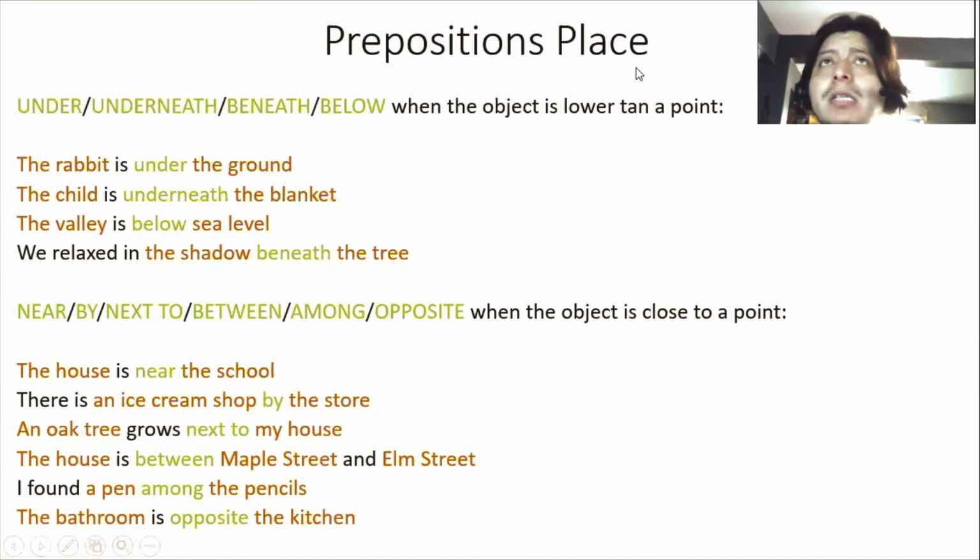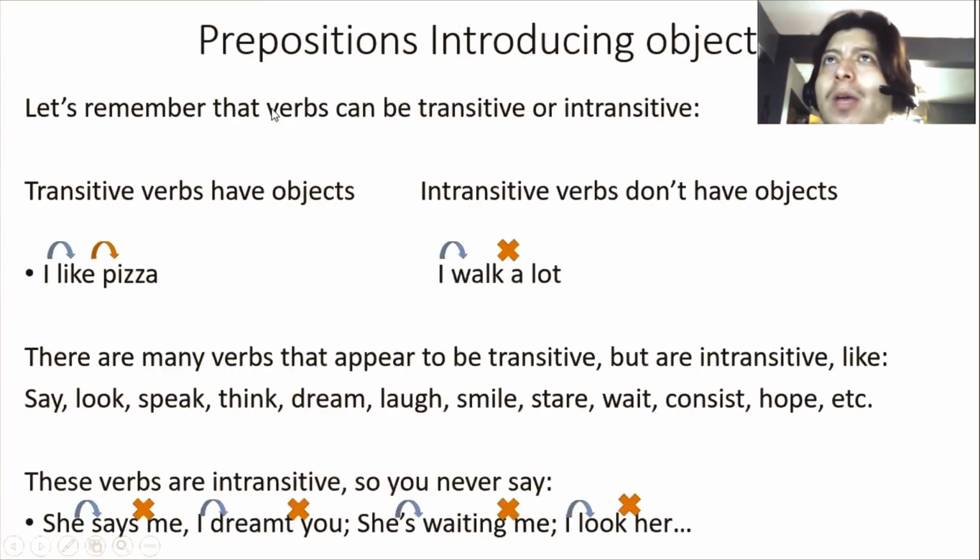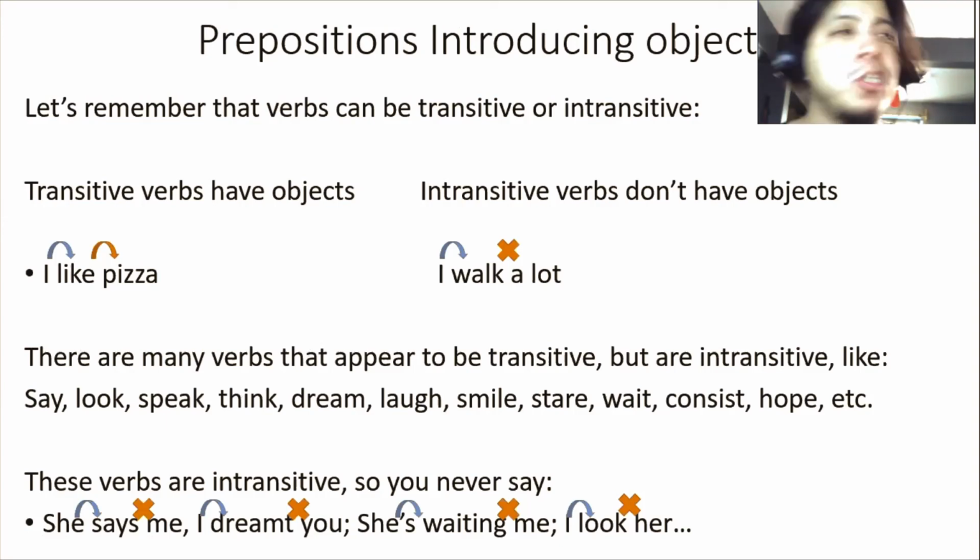When we have place, well, we have all of this. Also, we have prepositions introducing objects. This is very important, because this is when we connect prepositions with verbs. We're gonna check what they have in common, how do they work. And I don't wanna make this video any longer than it has to be. So for today, we were only speaking about prepositions, a little bit about verbs. We were explaining what a preposition is.